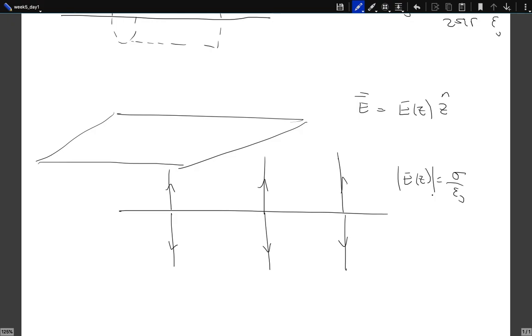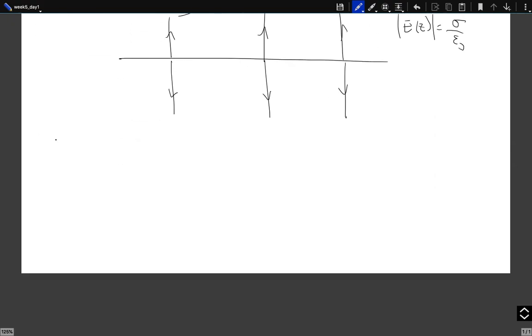For example, on Thursday, we had looked at another problem where we knew the electric field in advance, and we were asked to find the charge inside a given volume. In that case, we can still use the Gauss law. Now, any other questions? Let's look at an application of this result.